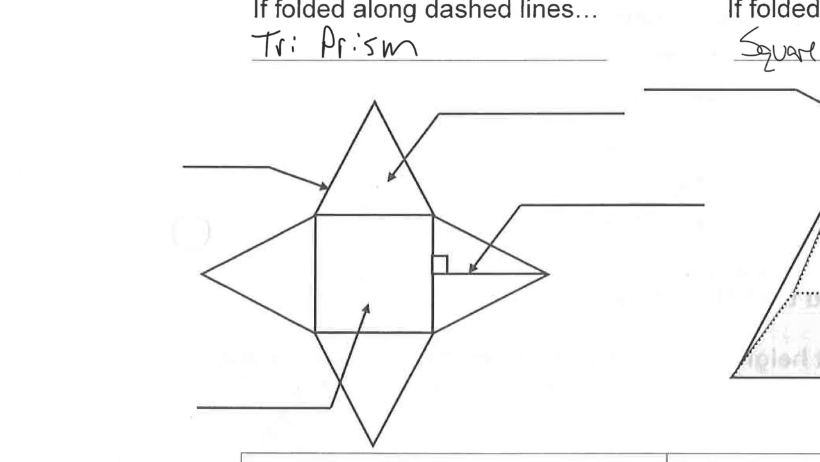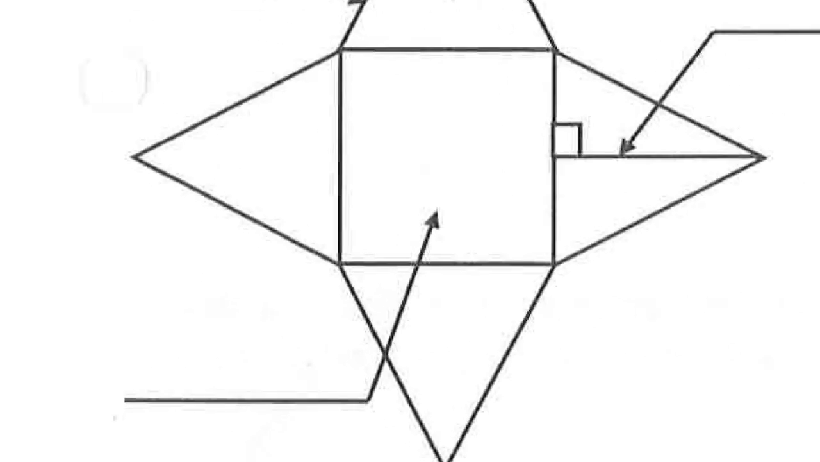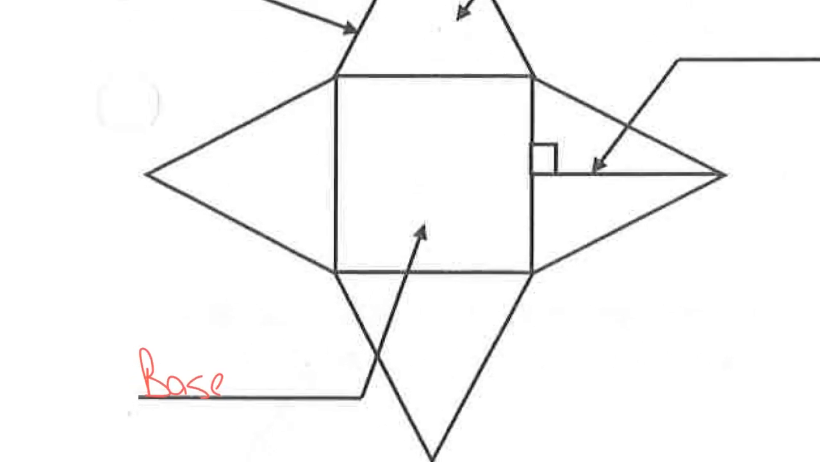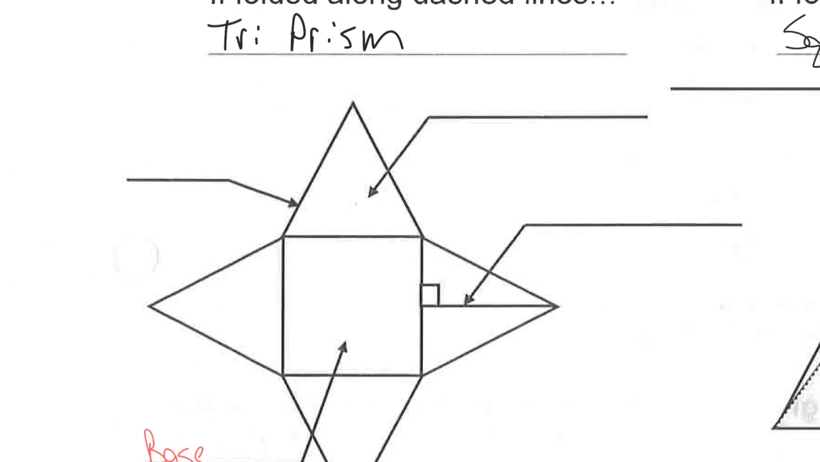Let's start with this net over here. It's the same net we just looked at. We have a couple of things that are easy and we've seen before. This arrow down here is pointing at the base. Looks like we have a square base on this one. When we start looking at the triangles, these are the walls. These are our lateral faces. The lines that connect the walls are the lateral edges.